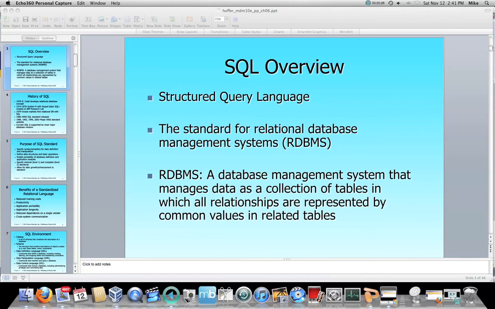SQL is pronounced "sequel." I've heard some people pronounce it "S-Q-L," but it's really "sequel." It is the standard language for relational database management systems. It is the means of communicating with the database and querying the data out. Queries such as, how many students are enrolled this semester, that kind of thing.